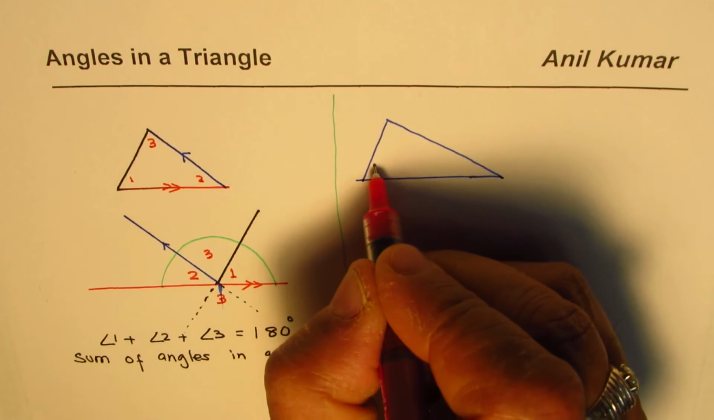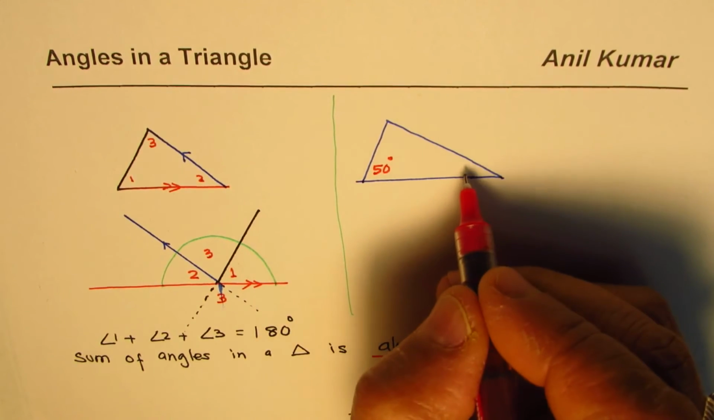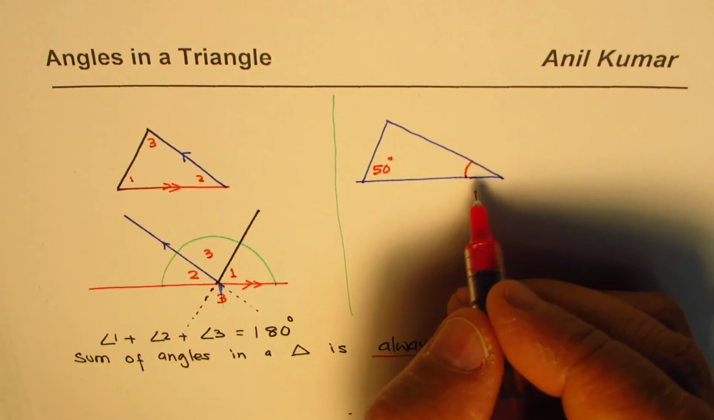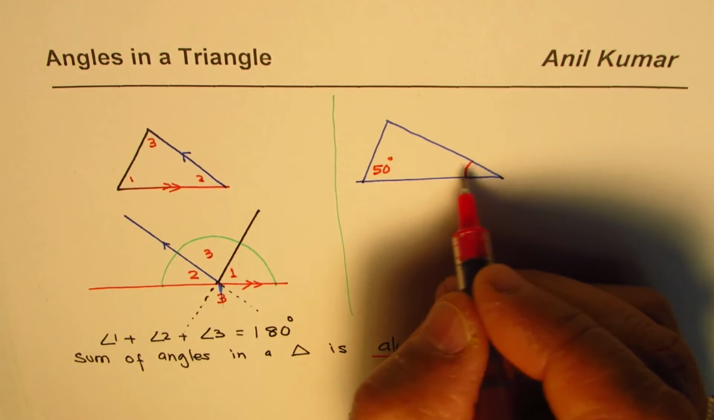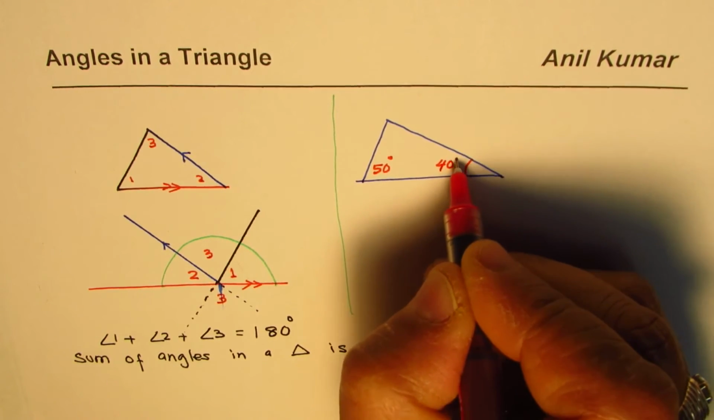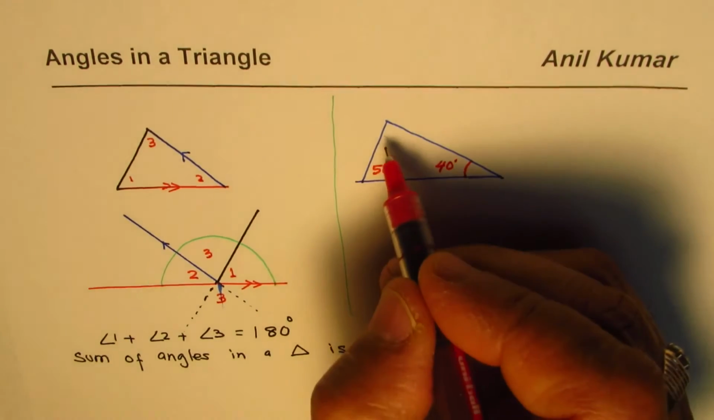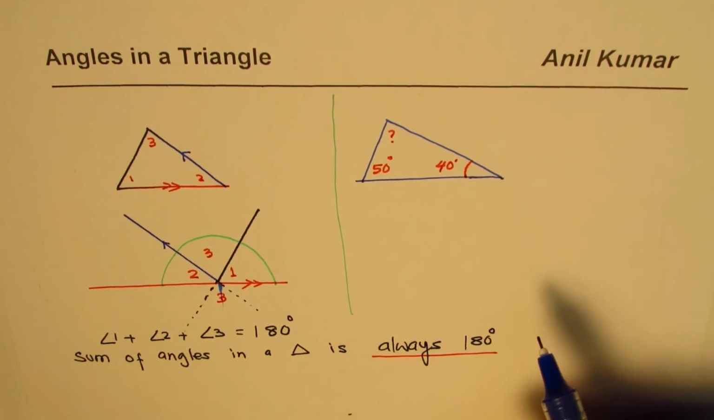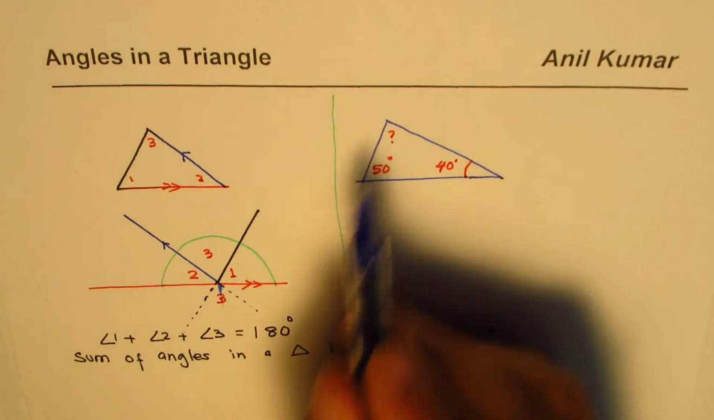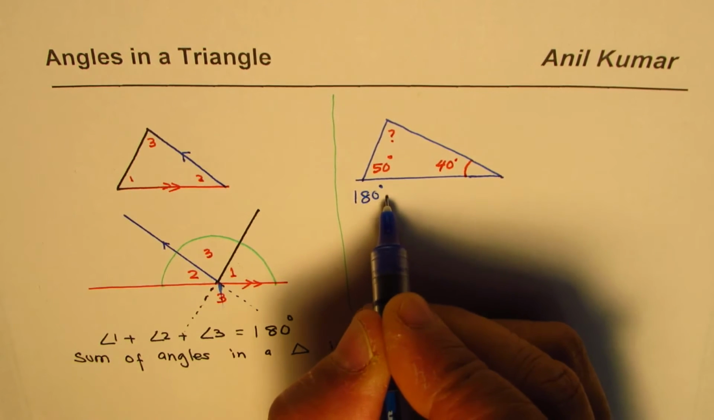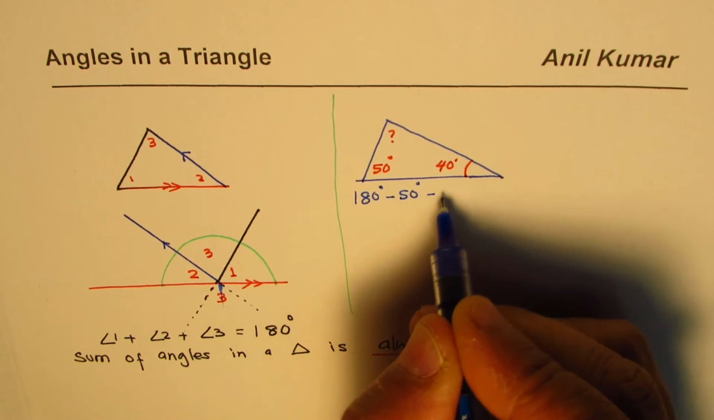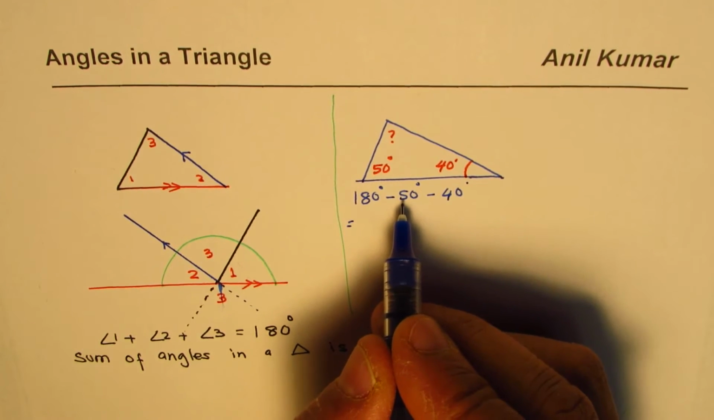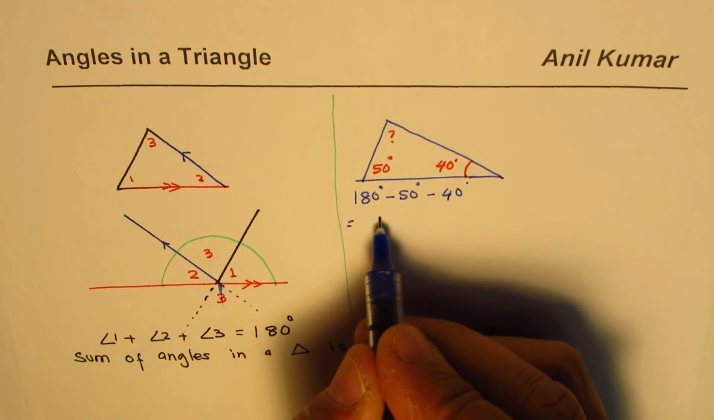Let us say this angle is 50 degrees and the angle here is, let us say, 40 degrees. Doesn't seem like it, but let us say 40 degrees. Then what should be this angle? Well, the sum of angles is always 180. So that angle should be 180 degrees take away 50 degrees and take away 40 degrees, correct? That gives us 180 take away 50 is 130, take away 40 is 90 degrees.